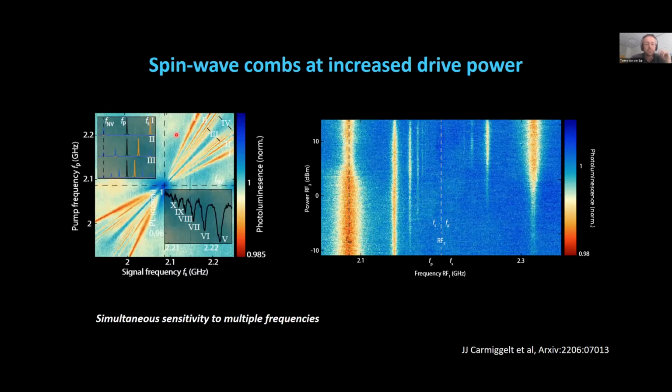Now, if we increase the drive power, we can even see a whole comb of spin wave frequencies, which we can detect with the NV center. So this kind of yields sensitivity to multiple frequencies at once. So here we can see, as a function of pump frequency and signal frequency, the response of the NV center photoluminescence, and it's basically explained by the formation of a frequency comb.